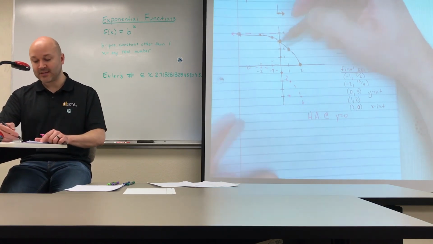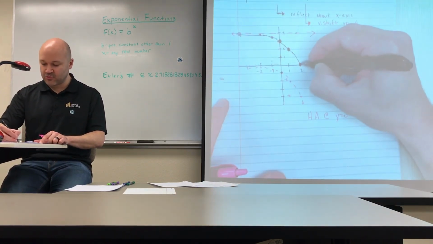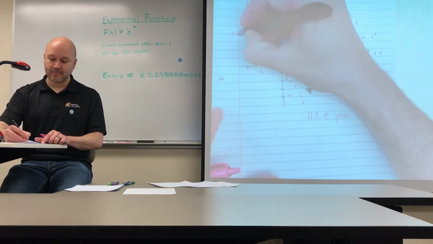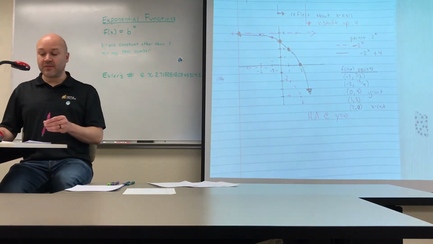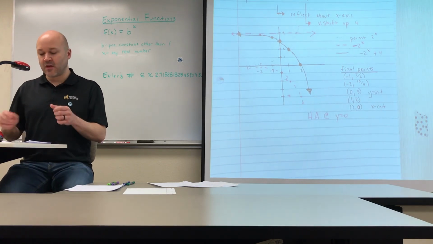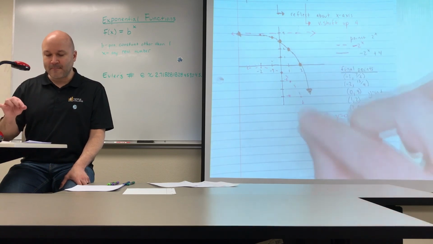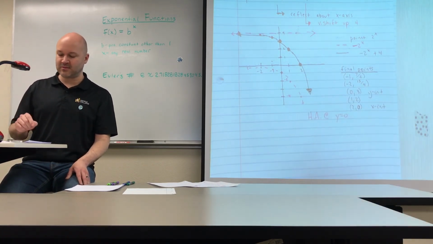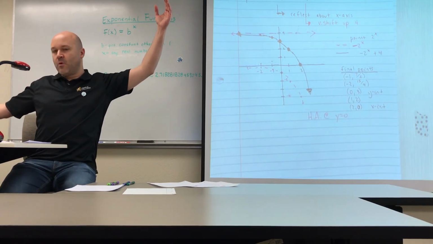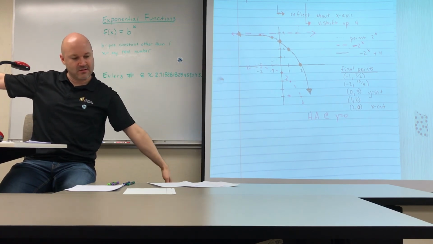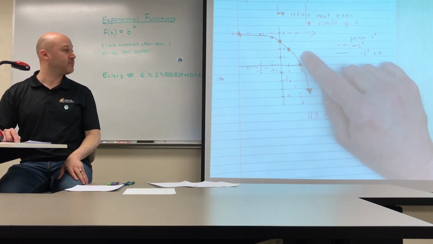As I go to the right, this thing is going to plummet down real fast. So again, these transformations may reflect and stretch, but the basic shape will remain the same. I still have that horizontal asymptote and this increasing behavior on the other side. That basic shape.